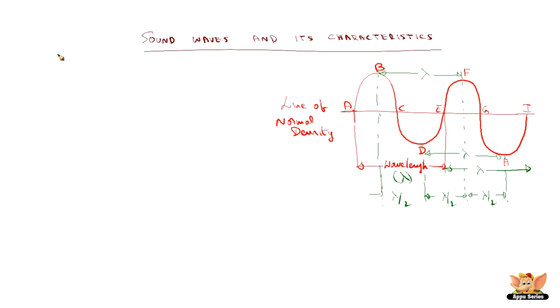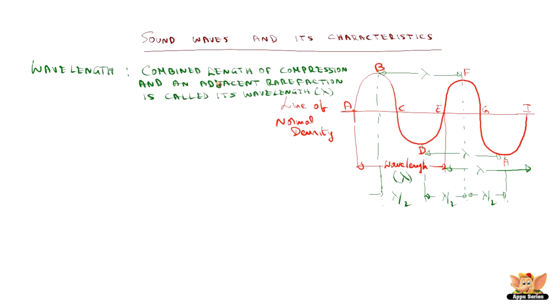So let us first define wavelength. From this understanding, we know the wavelength. Combined length of compression and an adjacent rarefaction is called its wavelength. So lambda it is represented. So in this figure, these are the wavelengths. Now let's see another parameter which is called amplitude.